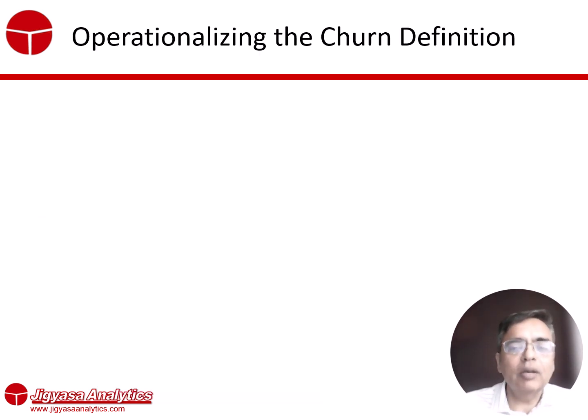Let us now talk about making the churn definition operational. By operational, what I mean is having a churn definition which takes into account the different types of customer behavior, as well as the business requirements, as well as the operational constraints. So let's delve deeper into that.